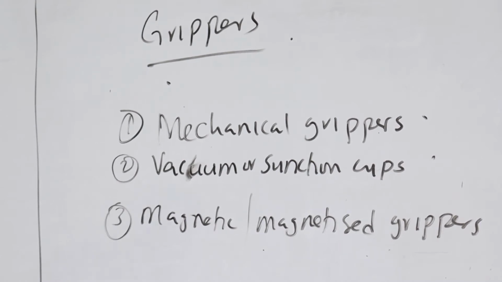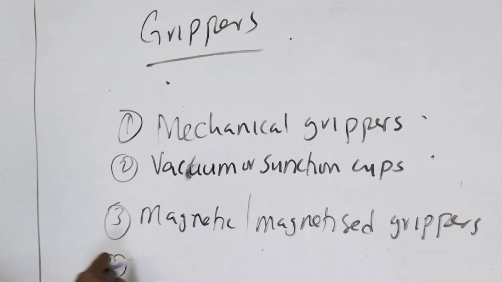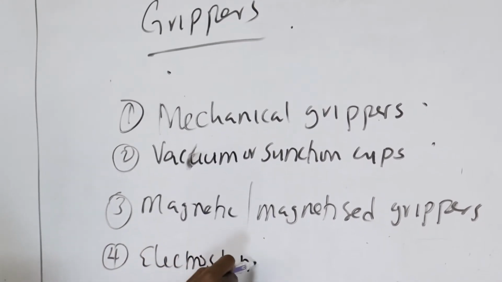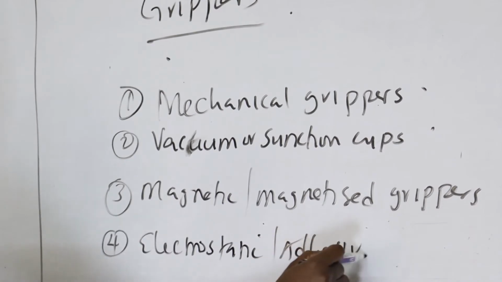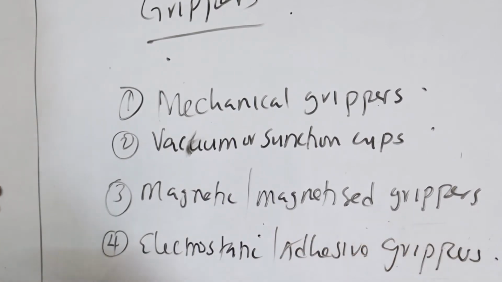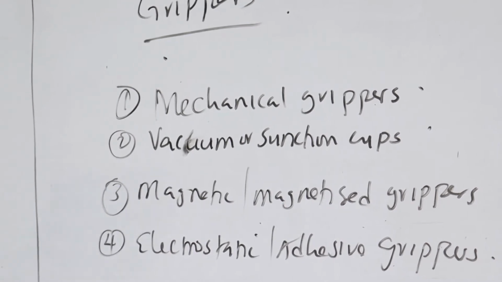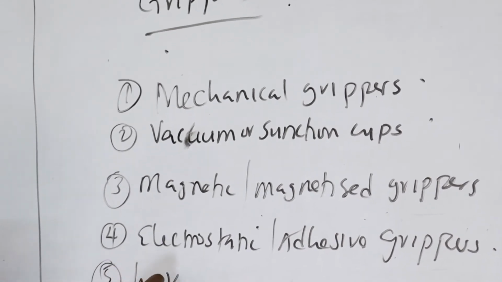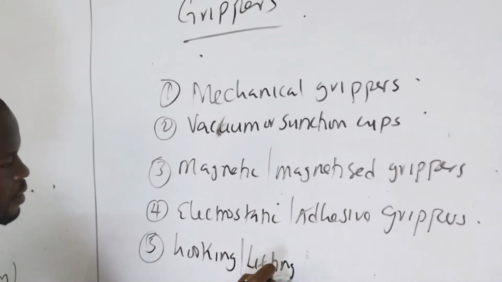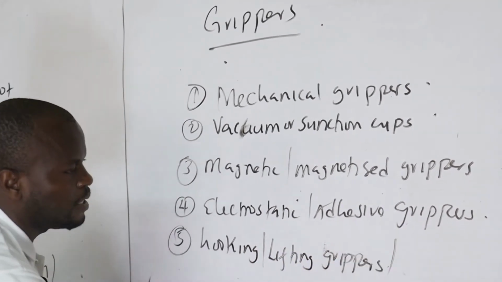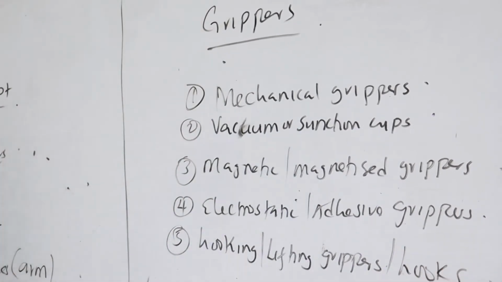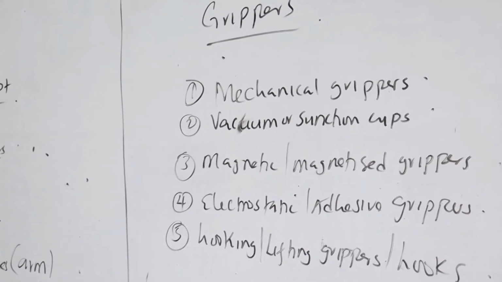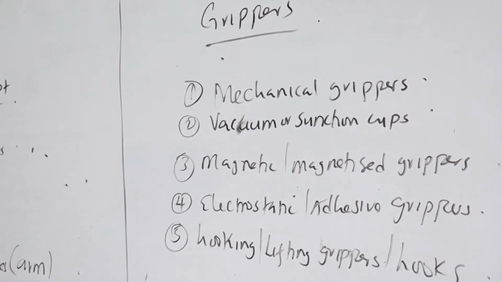You can also talk about electrostatic or adhesive grippers. We can also talk about the hooking or lifting grippers, or what we simply refer to as hooks. These are always used in order to lift parts off conveyors.